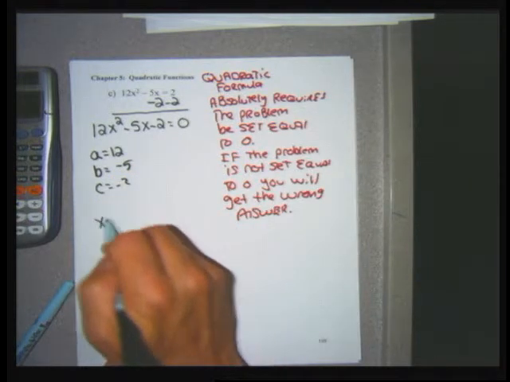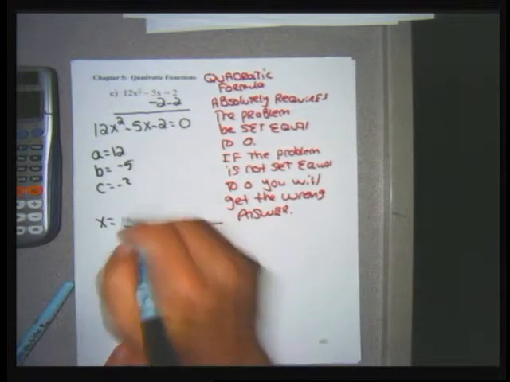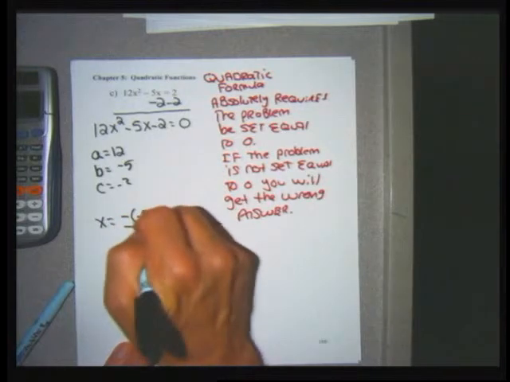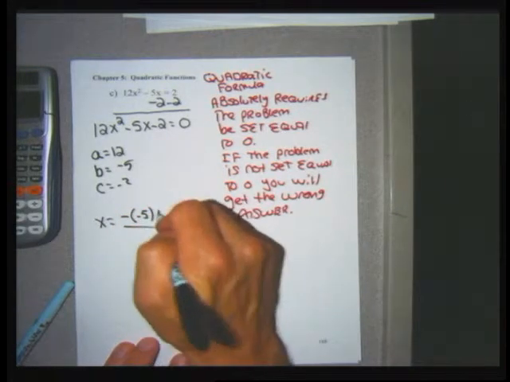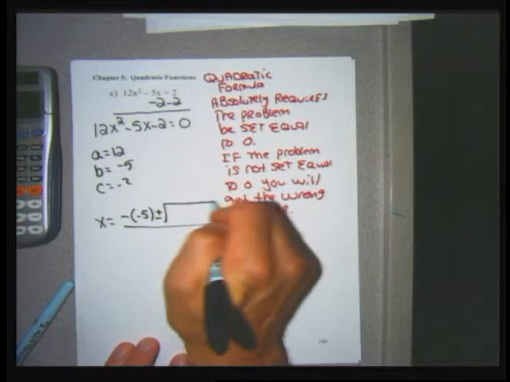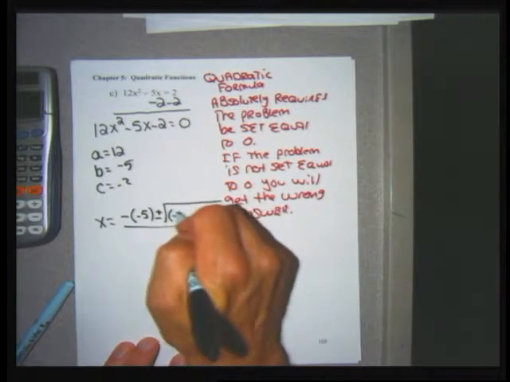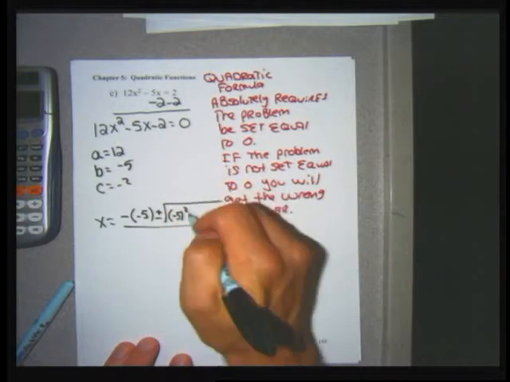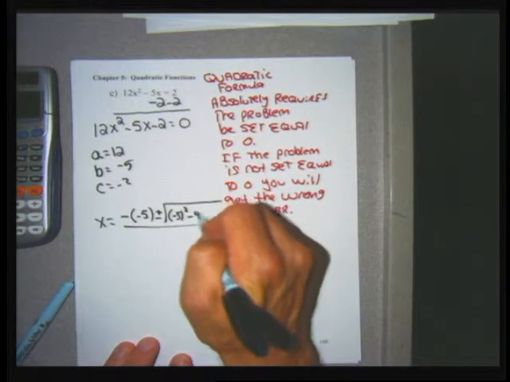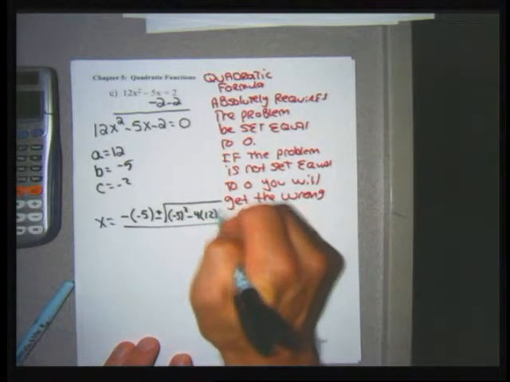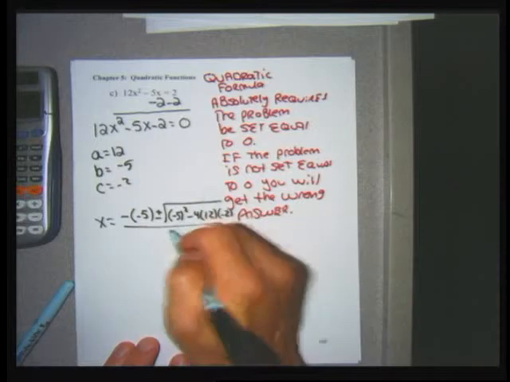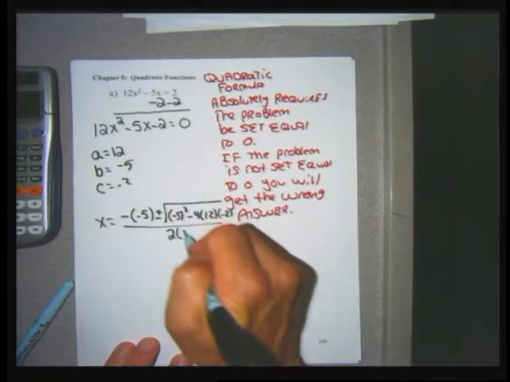Now I'm going to go X equals fraction negative B, which is negative 5, plus or minus the square root of B squared, which is negative 5 squared, minus 4AC, which is 4 times 12 times negative 2, all over 2A, which is 2 times 12.